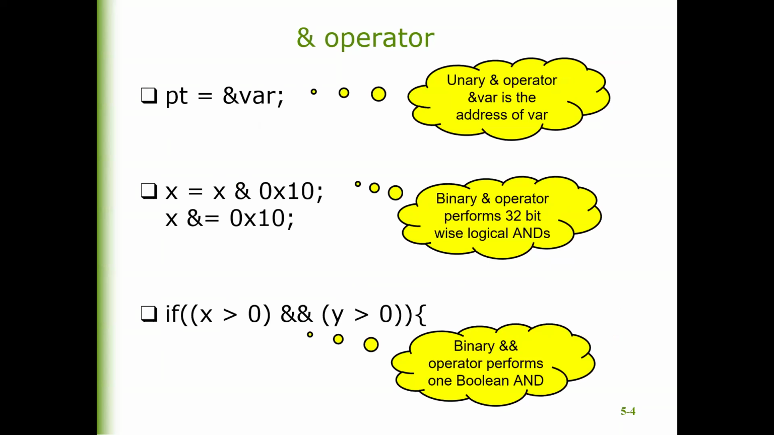The second is the AND operator. Like I mentioned, if we write the pointer variable equals the ampersand and the variable name, this will save the memory address of the variable into the pointer variable. Okay. The binary AND operator just performs the 32-bit-wise logic AND. If we use two AND symbols, it's the operator that performs the Boolean AND. So that's the difference between them.